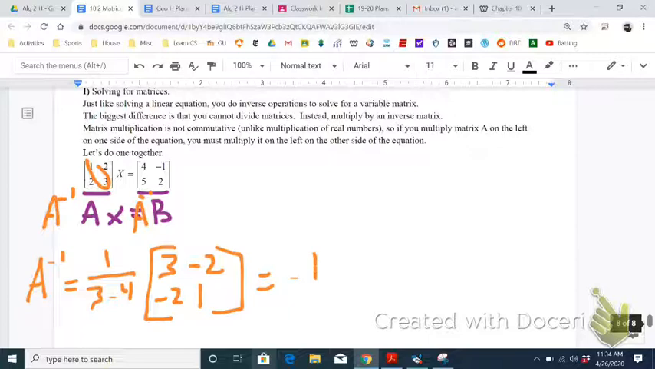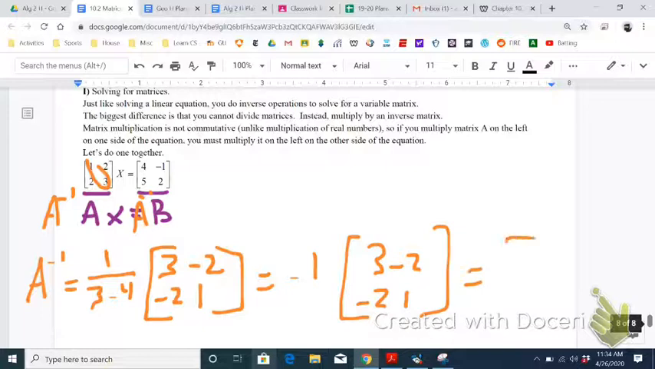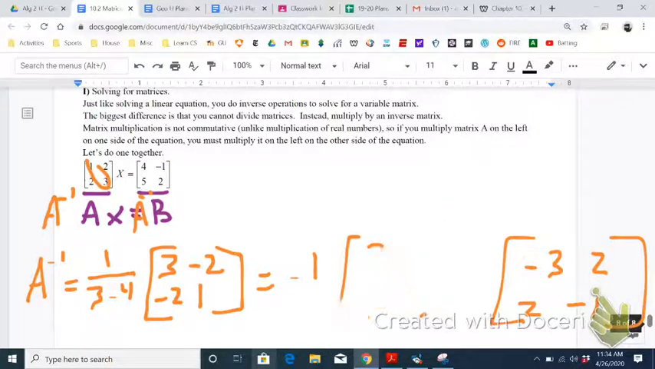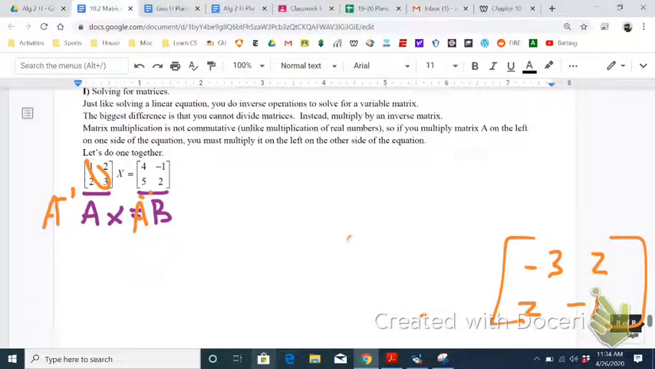So now we get -1 over just -1 times 3, 1, -2, -2. So when we distribute that -1, we get -3, 2, 2, and -1. Okay, so that right there represents the inverse of matrix A.